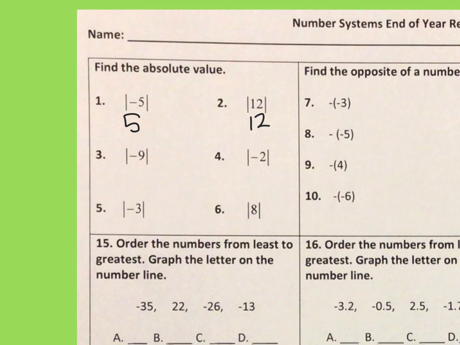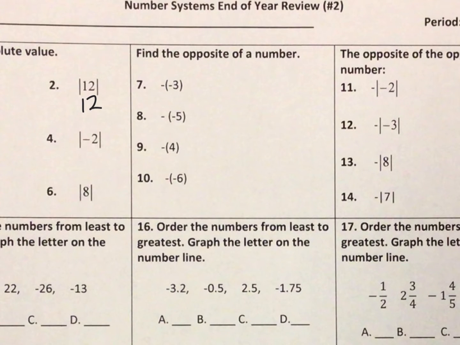So you can see the absolute value is going to always, I'm not going to get into the what ifs. If you are dealing with an absolute value, you have to always think how far away is that number from 0. Okay, on number 7, 8, 9, and 10, it says find the opposite of a number.